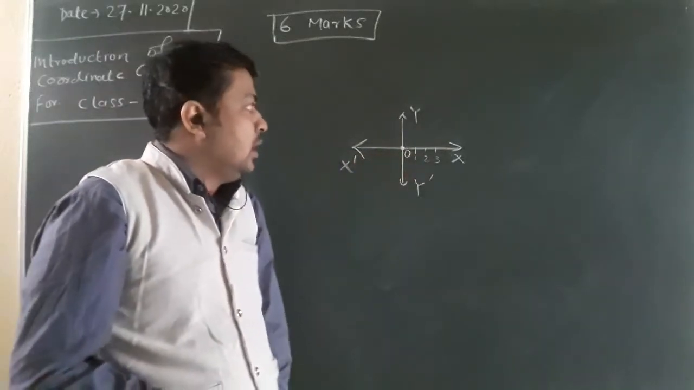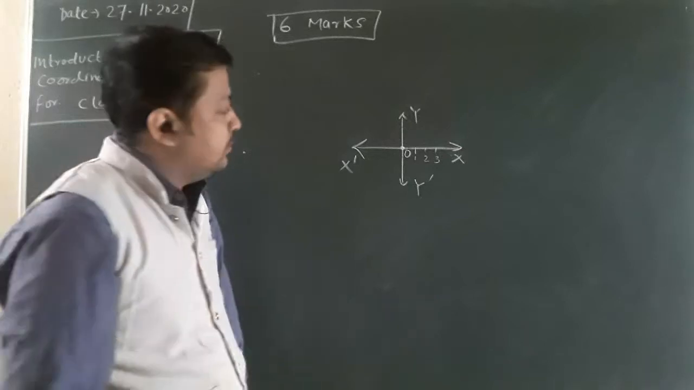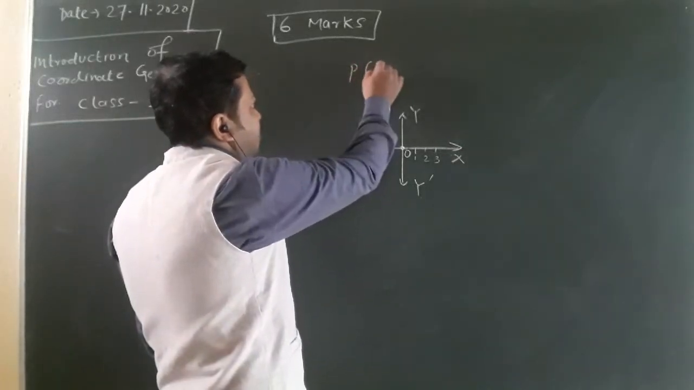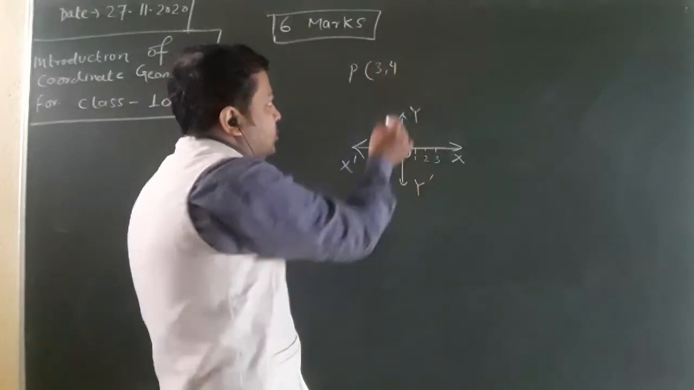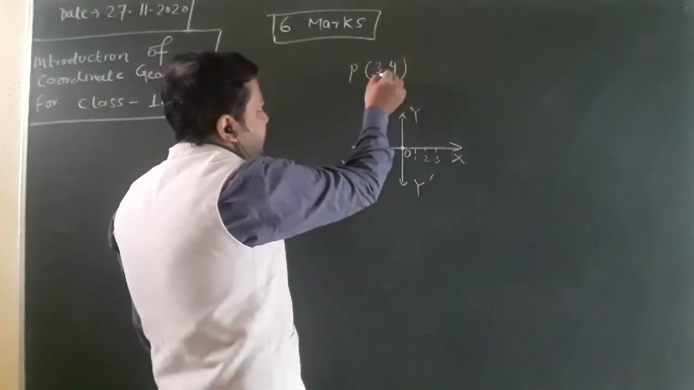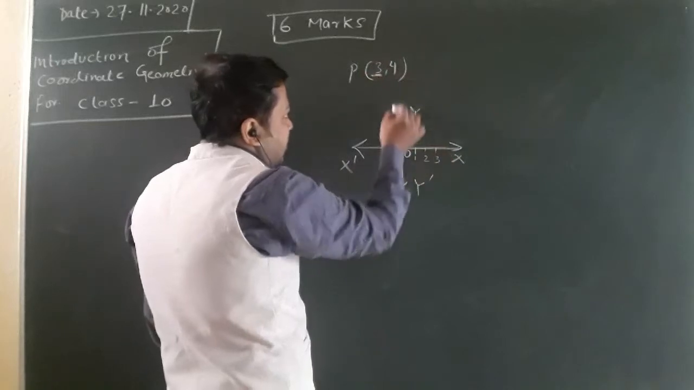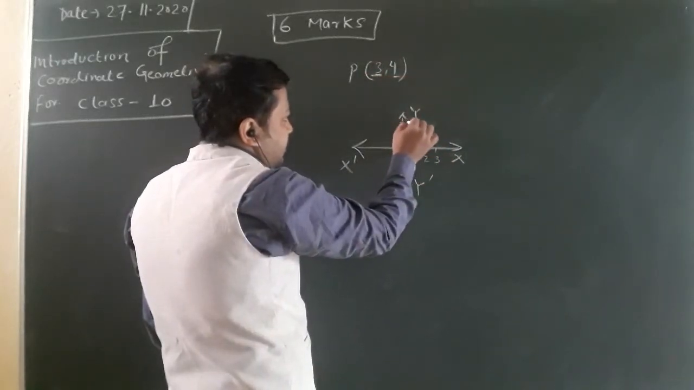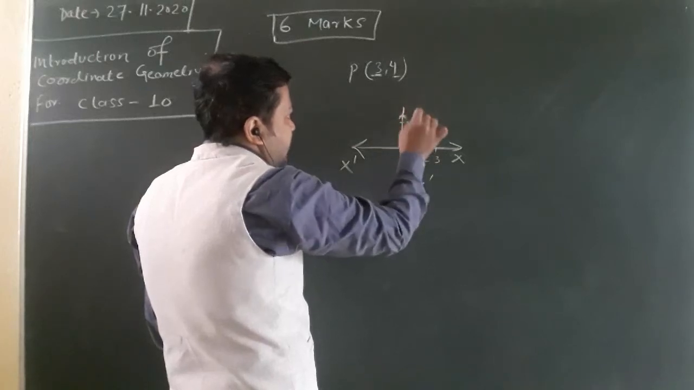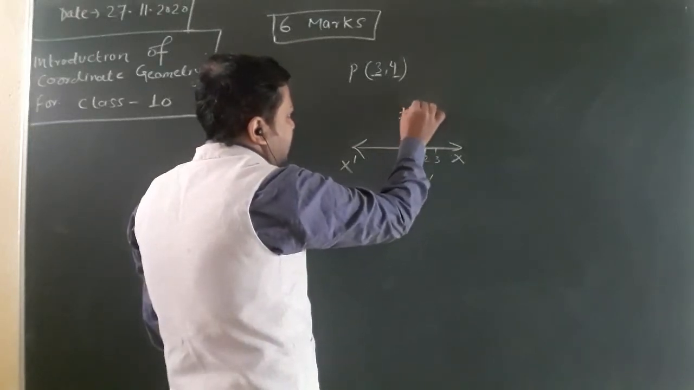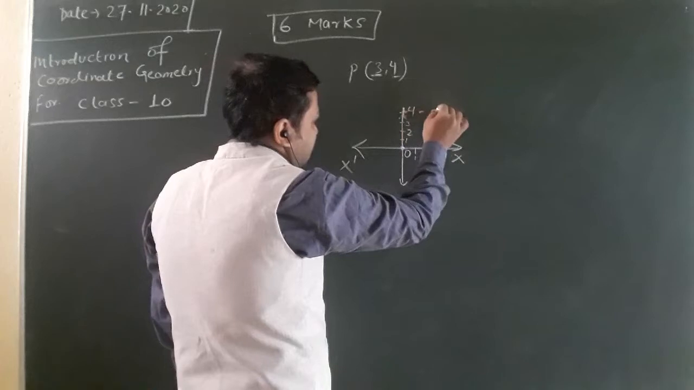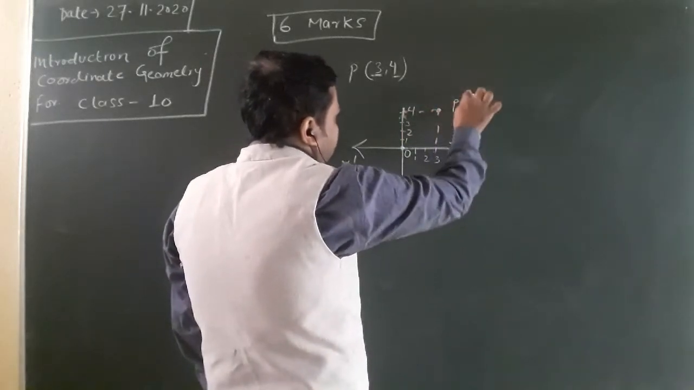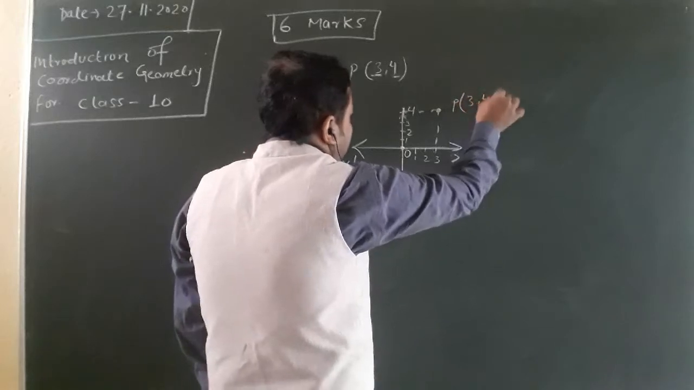Suppose I have to plot the point (3, 4). First of all, I will go in the positive direction of the x-axis, that is 3, and in the positive direction of the y-axis, above, that is 4 parts. Then I will go in that direction perpendicularly. This point is (3, 4). What is the meaning of 3 and 4?